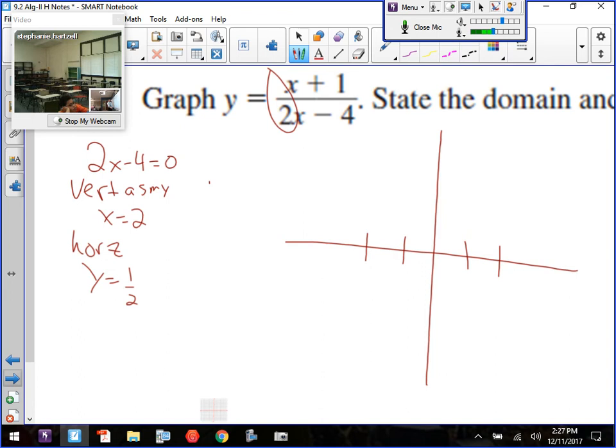Vertical asymptote at 2. Horizontal asymptote. Okay. What numbers do you think you're going to wind up picking? What numbers are you going to wind up picking to put in the table?